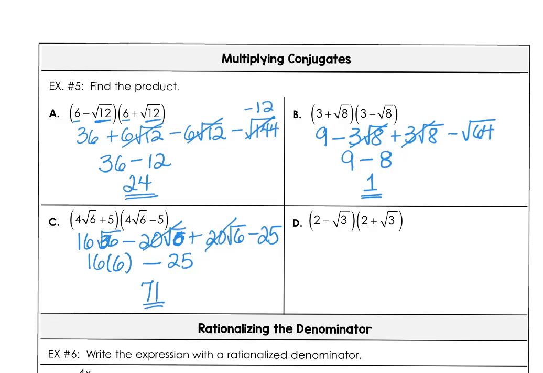And then moving on to part D, we would end up with 4 plus 2 square roots of 3, and minus 2 square roots of 3, and minus the square root of 9. So the middle terms are disappearing, and we have 4 minus 3. So once more, 4 minus 3 is 1. So those are pretty easy, straightforward. You just have to be careful.